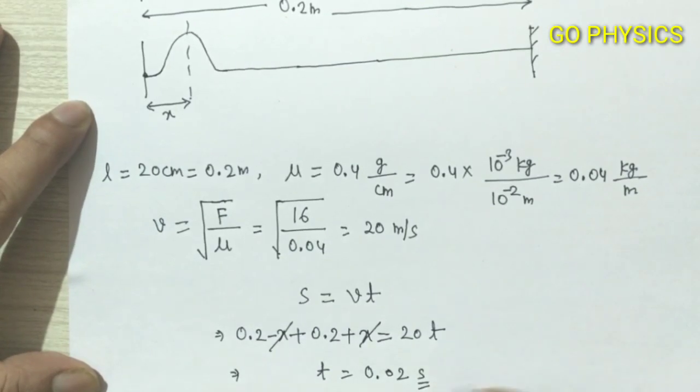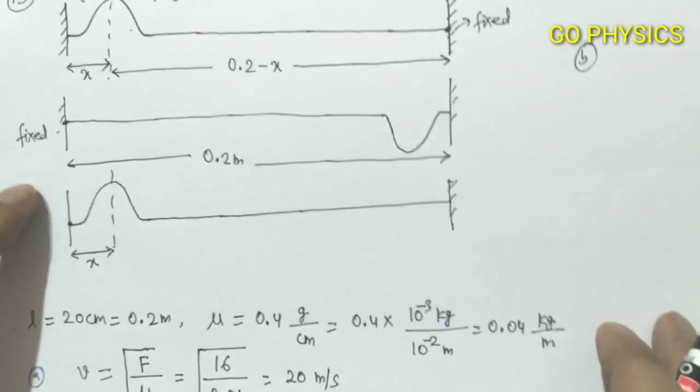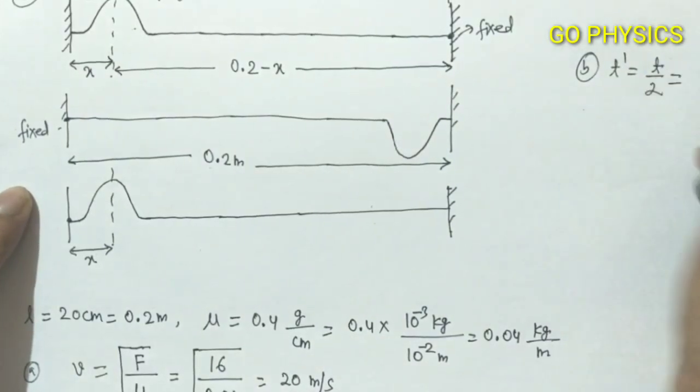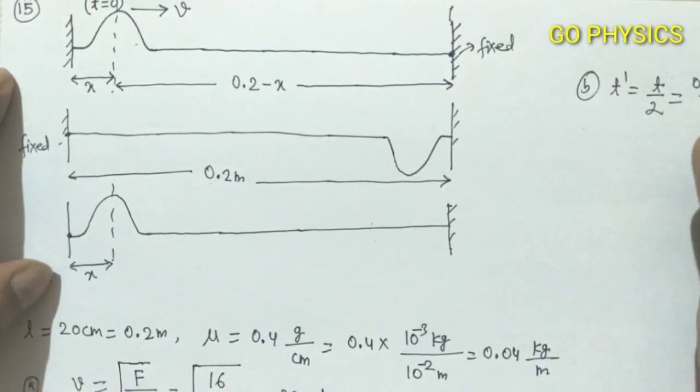0.02 second. In the second part of the question, we have to draw the sketch of the shape of the string at a time half of that found in part A. So first see, t dash equal to t by 2, and it is equal to 0.02 by 2. This is equal to 0.01 second.